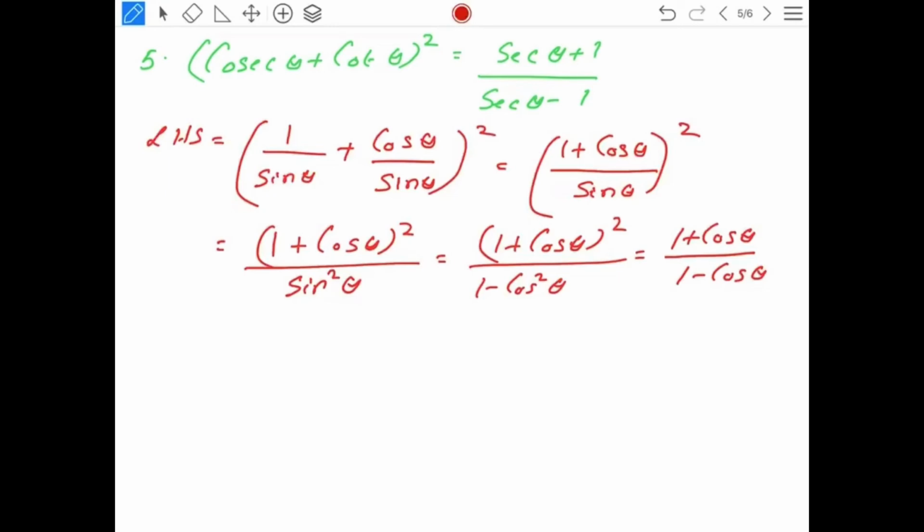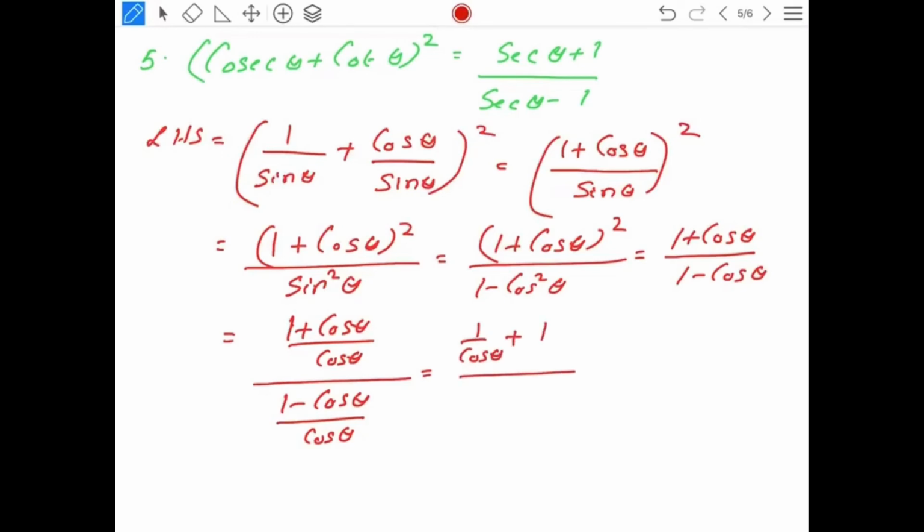Now your answer is secant theta plus 1. So we will divide the numerator and denominator by cos theta. So 1 plus cos theta by cos theta, the whole divided by 1 minus cos theta by cos theta. So it becomes 1 by cos theta plus 1 by 1 by cos theta minus 1. So this is secant theta plus 1 by secant theta minus 1, equal to RHS.